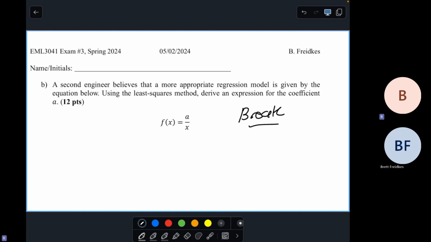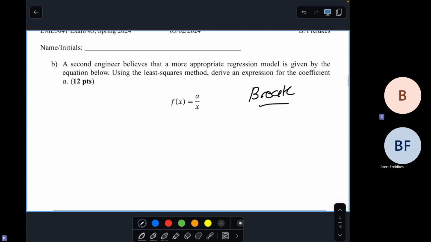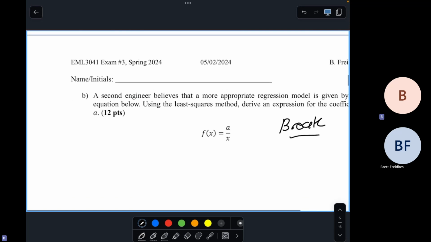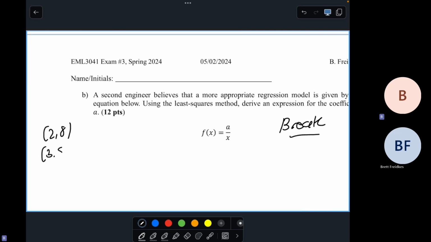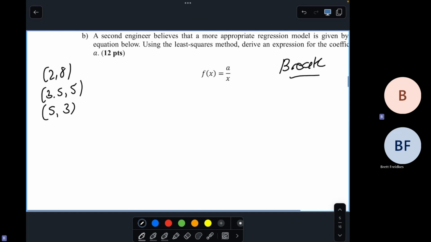You can do the next part. If you're done, do the next part, which I'll pull up on here. It's just telling you to compute what A is specifically for the data. So I'll write those data points down again. That was 28, 3.55, and then 5.3, I think. So based on that expression you got for A, you can find what A is. That's the final part of this problem. You can go ahead and do that while I'm waiting for other people.